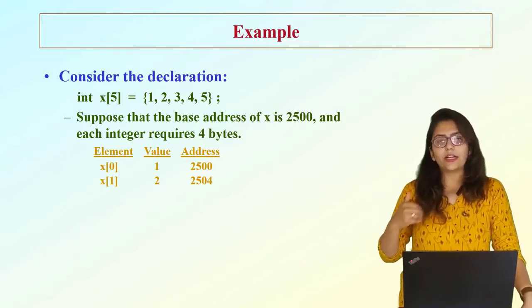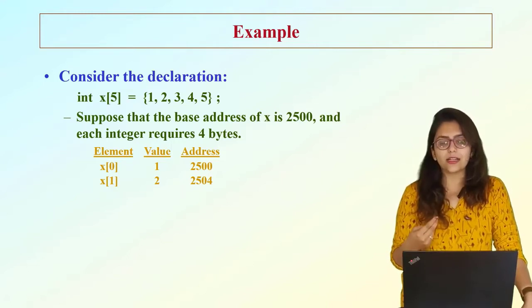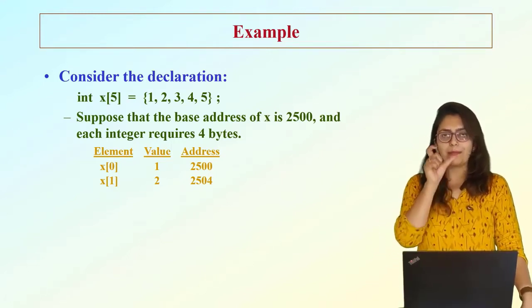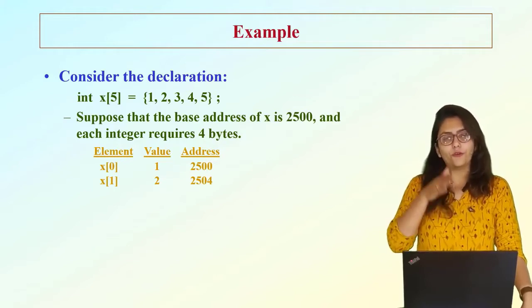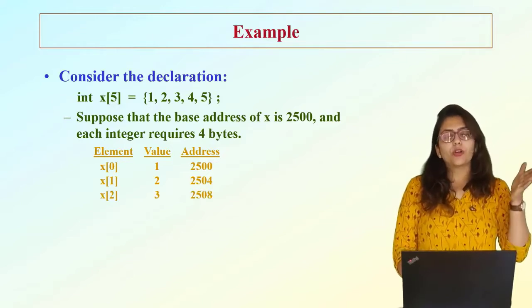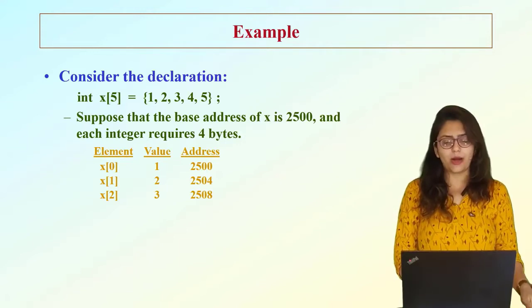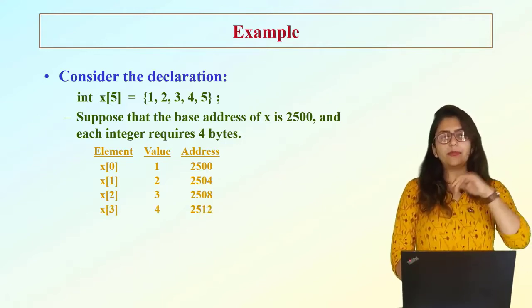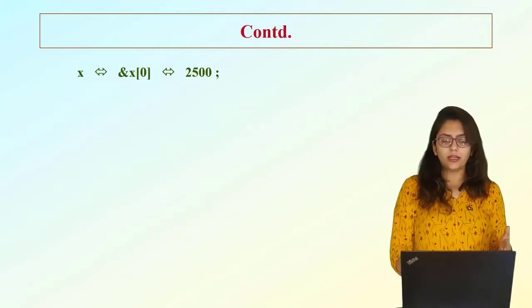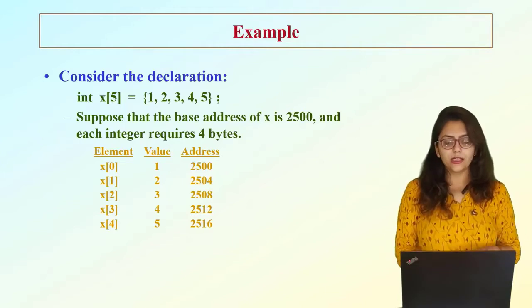Now after that it will start storing the second element, that is 2. So 0, 1, 2 and 3 are occupied by the first element. Then 4, 5, 6 and 7 will be occupied by the second element. Then 8, 9, 10 and 11 are occupied by the third, and from 12 it will start with the next element, right? So this is how the array elements will be stored. So you can see how array elements can be stored.